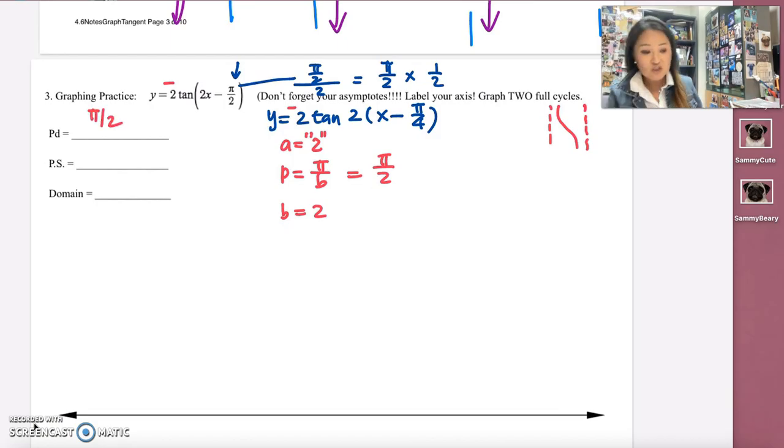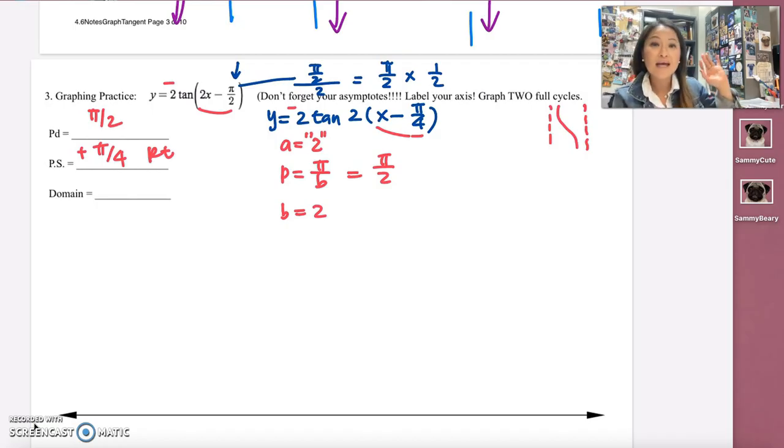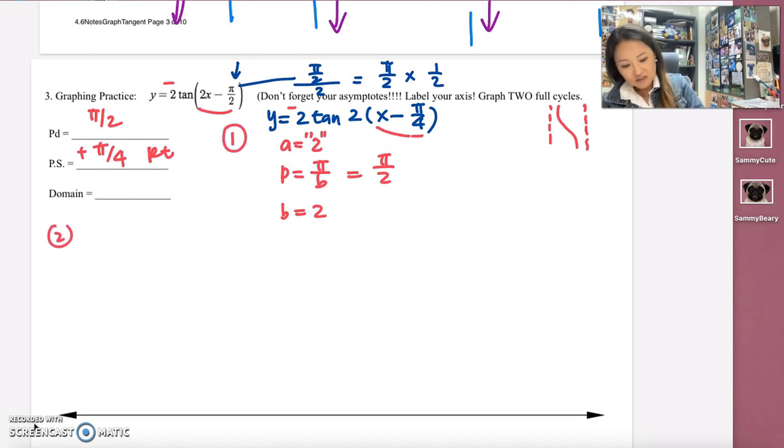Let's fill this in. What's our phase shift? Is it pi over 4 or is it pi over 2? You're right, it's pi over 4 to the right. You could write positive there if you want to, or you could write that it's right. All right, it's pi over 4 to the right. What's the midline? We don't know that yet until we do the asymptotes. That was our first step. So let's do our asymptotes, okay?